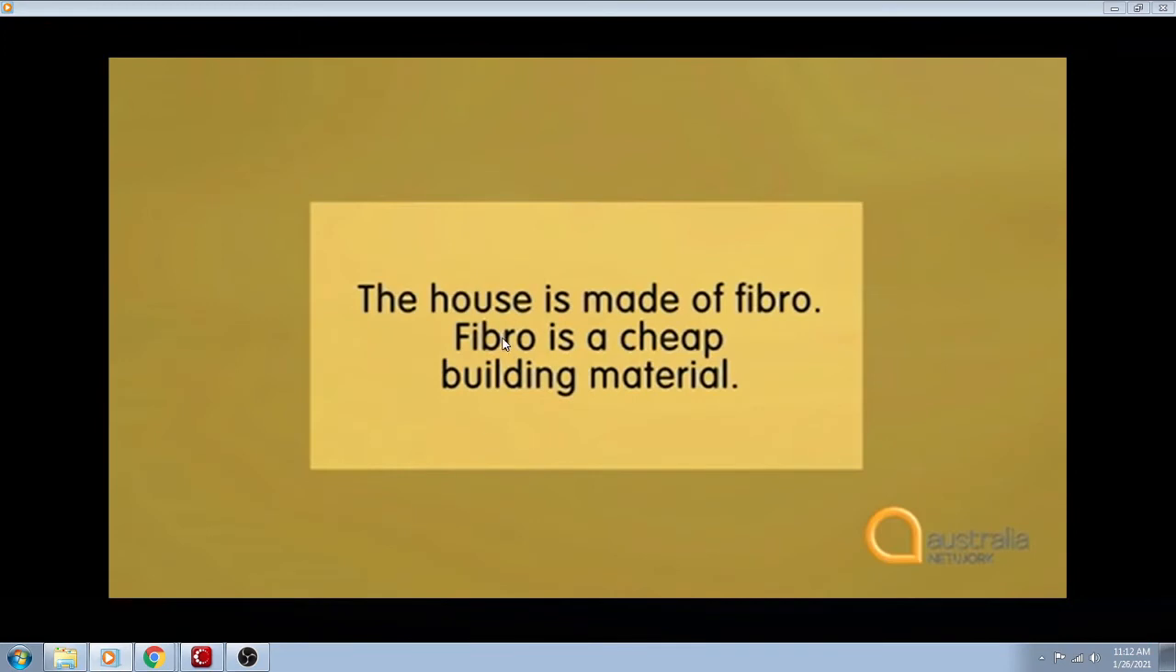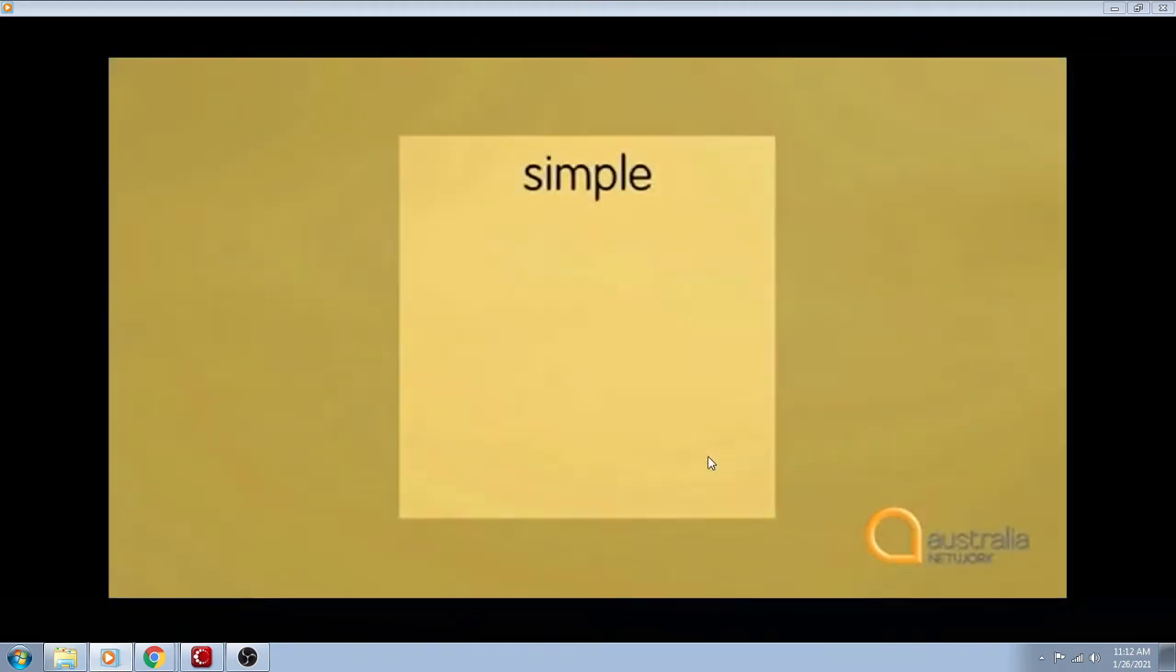And here's another one. Here, try to link the sentences using "which". The house is made of fibro. Fibro is a cheap building material. The house is made of fibro, comma, which is a cheap building material. A complex sentence. You'll need to practice forming simple, compound, and complex sentences.